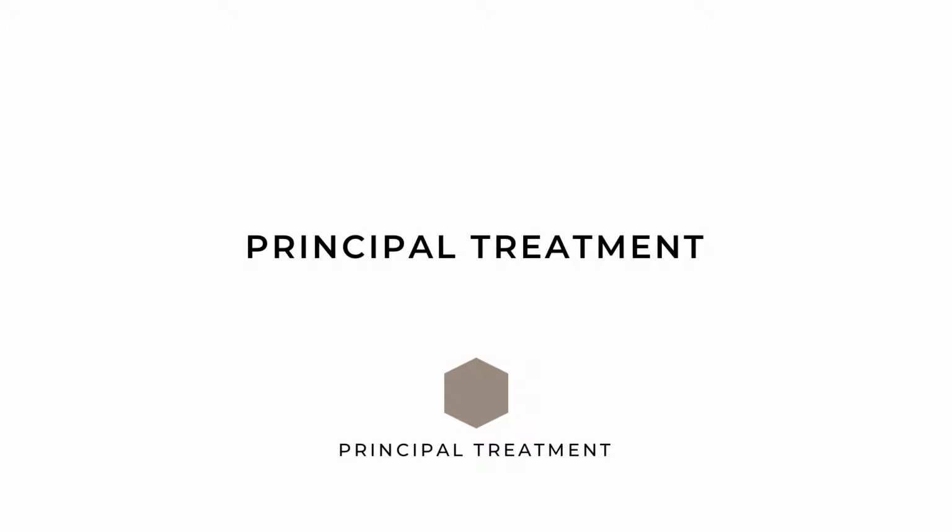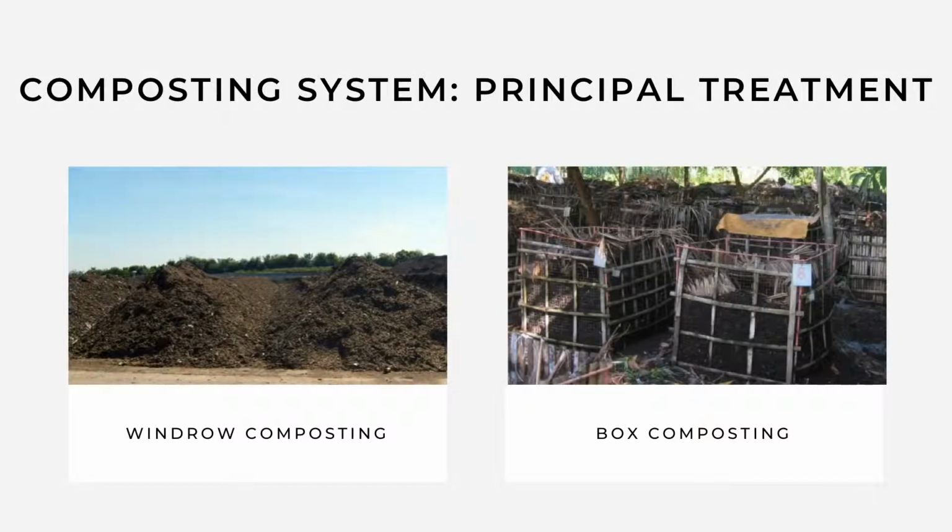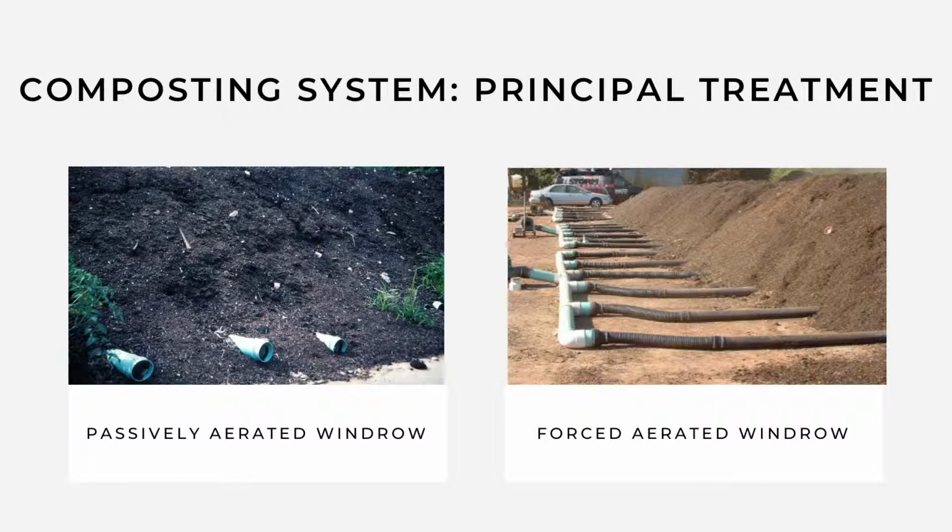The principal treatment is the step in which the actual composting happens. There are two key technologies that are relevant to you: windrow composting and box composting. The windrow composting can also be passively aerated and force aerated, in which active aeration is achieved by means of blowers. This technology will not be presented in this course.